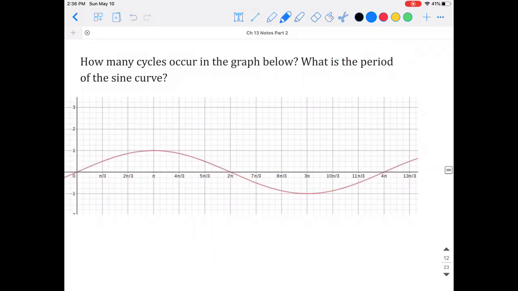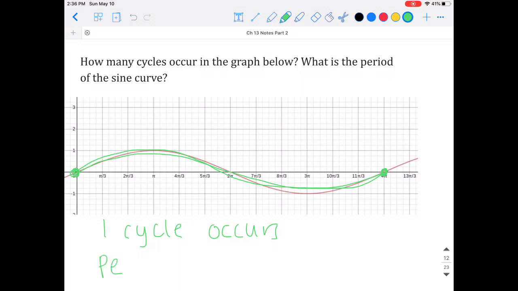Looking at another example, how many cycles occur in the graph below? What is the period of the sine curve? So you'll notice in this graph, we start at 0, and we can end the one cycle at 4 pi. So one full cycle is 4 pi. So in this graph, only one cycle occurs, and the period is 4 pi. So depending on our function, our equation, that's going to change the period, and that's going to change how your sine function looks.